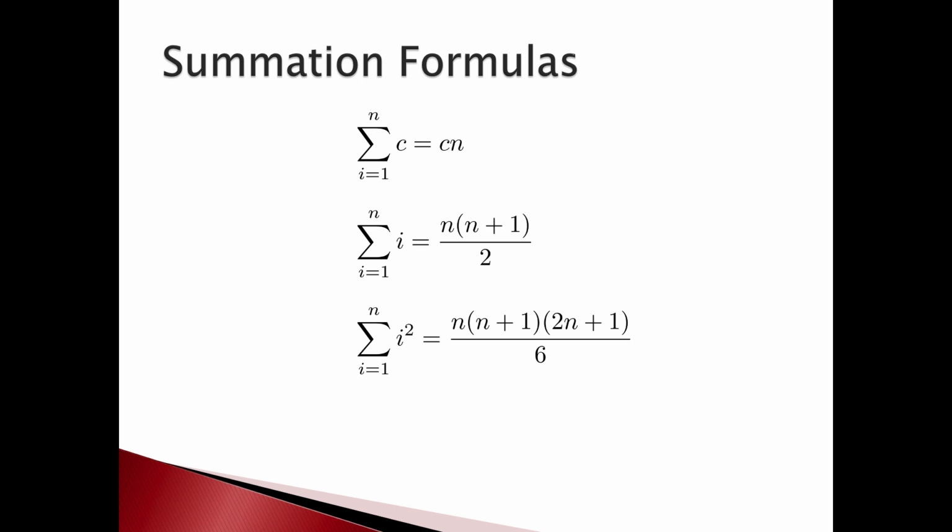We could try this again with cubes. So 1 cubed, 2 cubed, 3 cubed, 4 cubed. There's a fairly simple formula for how that works. Adding all those up from 1 to n, you get n squared times n plus 1 squared, all divided by 4. So keep those formulas in mind. You'll need them in the homework, because there'll be places where we want to use them to simplify a nasty, ugly sum.